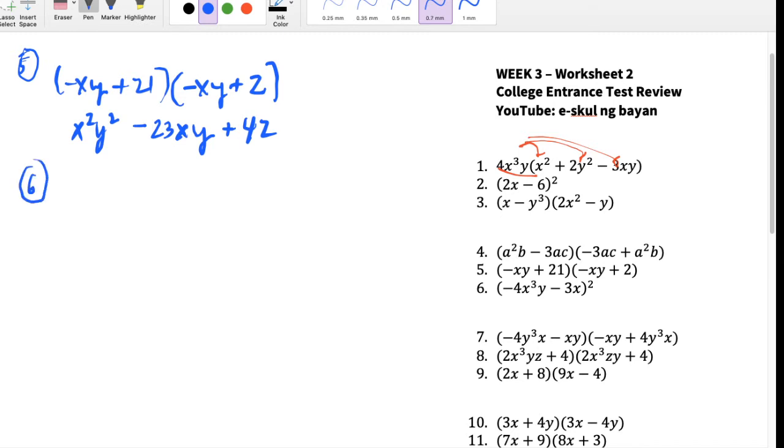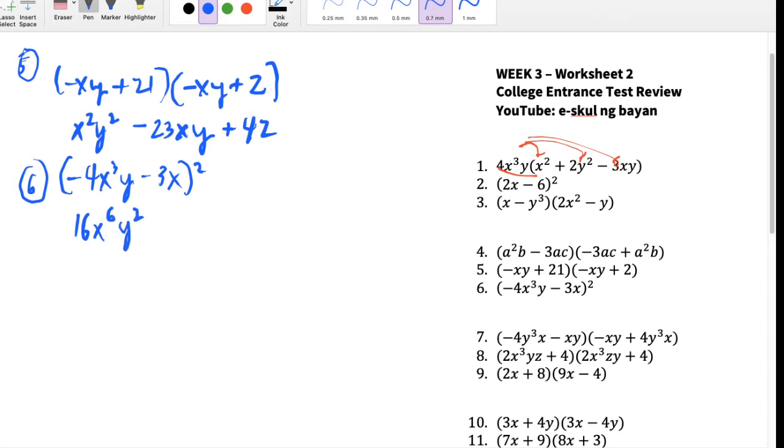So, isi-squared natin tong negative 4x cubed y minus 3x squared. So, again, meron tayong perfect square trinomial. Okay? Pareho yung sign nila, parehong negative. So, i-expect natin na yung middle term natin or yung second term natin would be a positive term. Okay? So, square of 4x cubed y, that's equal to 16, x raised to 6, y squared.